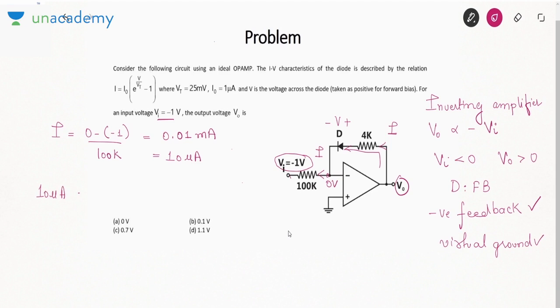So I can calculate the diode voltage using this relation that is given. E to the power V by Vt is, with Vt 25 millivolt, minus 1. That means V is 25 millivolt into log of 11, so 25 multiplied by ln 11. How much will it come out to be? 59.947 millivolt.